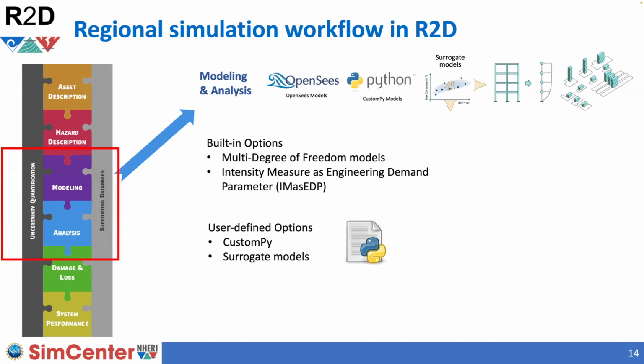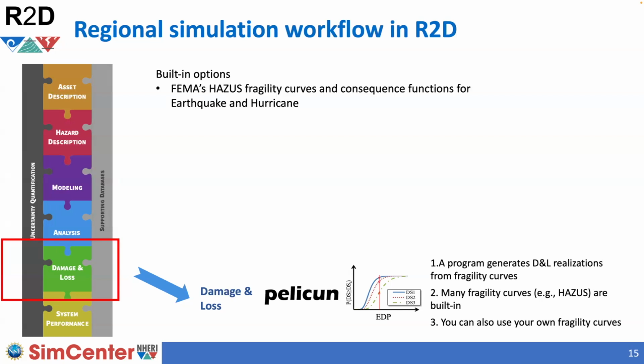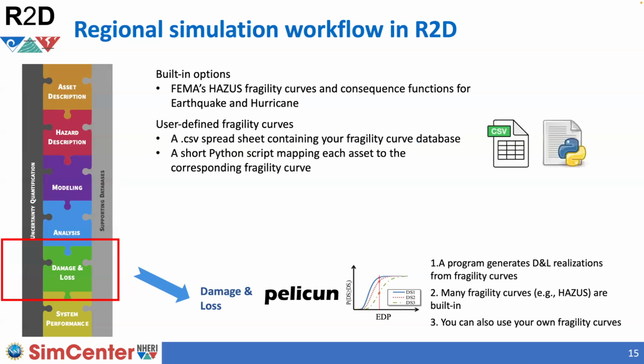This modeling and analysis procedure tells us the engineering demand parameters, and the next step is to perform damage and loss analysis to get damage measure using fragility curves, and monetary and time loss using consequence functions. In R2D, we have the famous hazards fragility curves and consequence functions built in. They are ready to use by clicking a few buttons. And you can also use your own fragility curves.